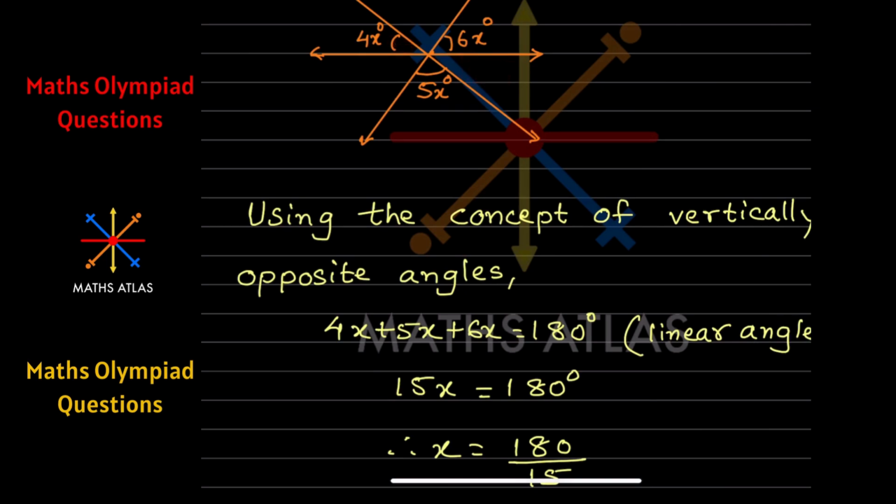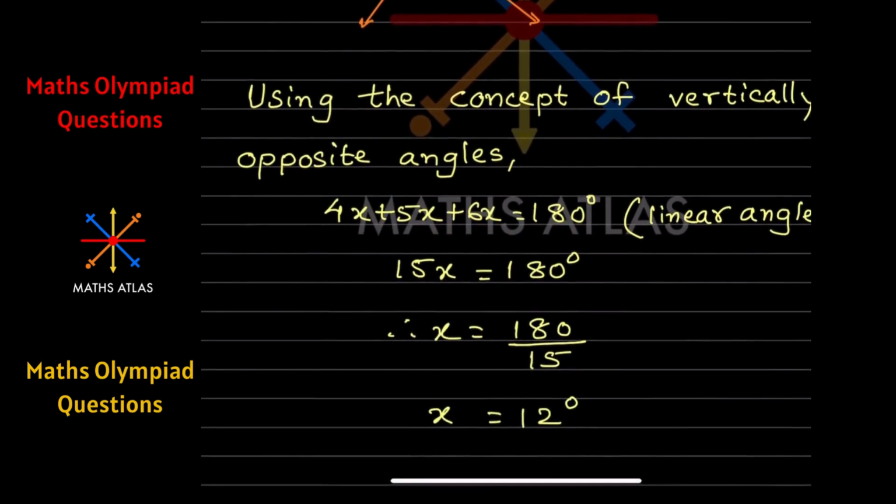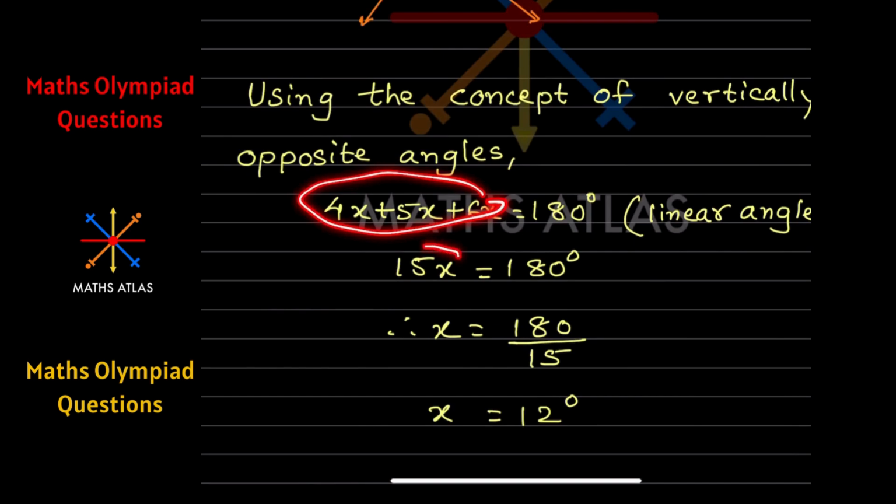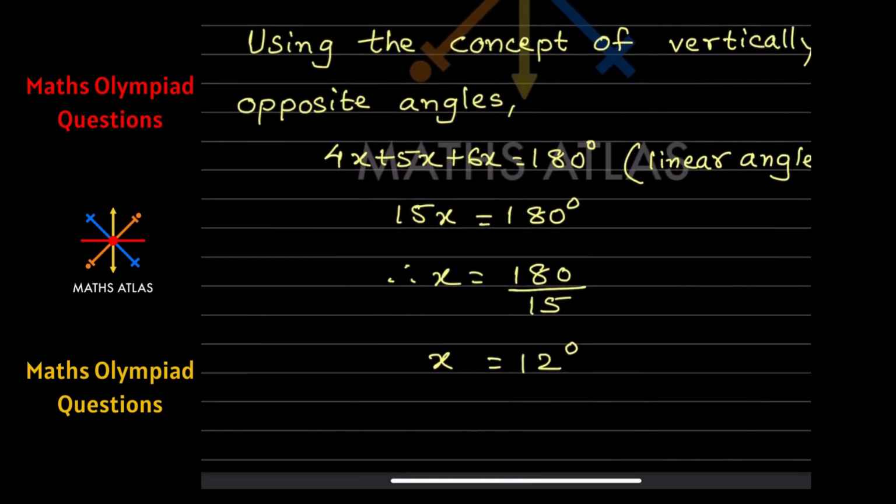So 4x plus 5x plus 6x, if we add together, that should be 180, because that is a linear angle. When you add all this, you get 15x. 15x is 180 degrees. So we want the value of x. So x will be 180 divided by 15, because this is multiplication, it will get divided. So x is going to be 12 degrees.